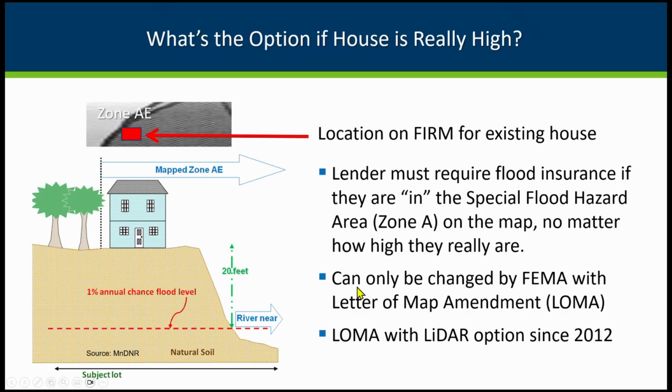How about if the house is really high? So here's a drawing that is showing that the flood level is way down here, and this is an older paper map example that we're showing. That old map is showing the building in the floodplain. And this is a case where people were not happy that they had to pay a surveyor to get a letter of map amendment. But as we got more of our LiDAR, our good elevation data available in the state, we worked with FEMA, and we've had the LOMA with LiDAR option for over a decade now.